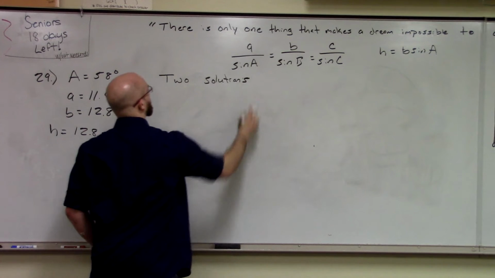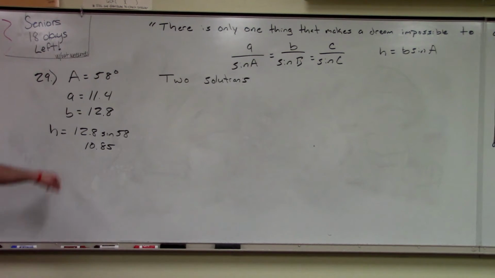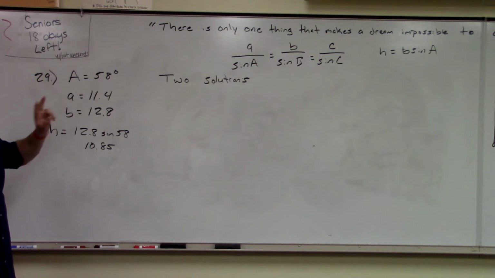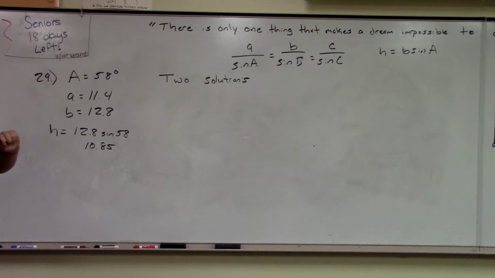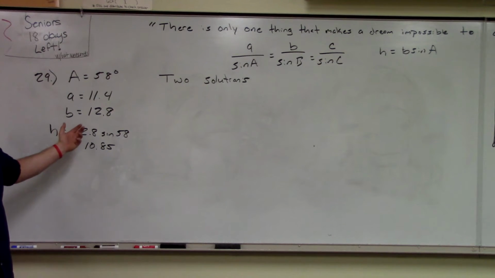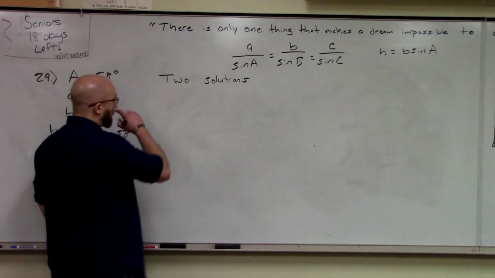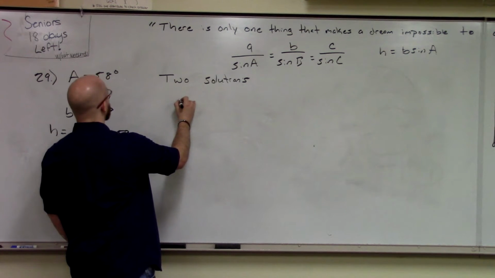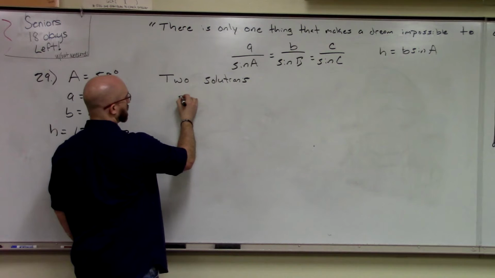I know I'm going to have two solutions, because of that property where H is less than A, but A is less than B. So I know I have two solutions to this triangle. And so the first thing that I like to do is let's find my other angle, angle B. Let's do that. Plug in what we have. So I'm going to find big B.